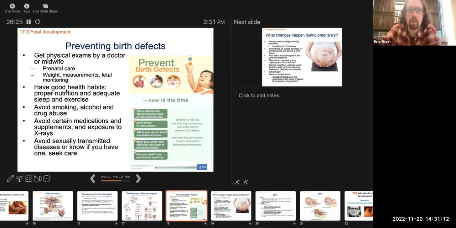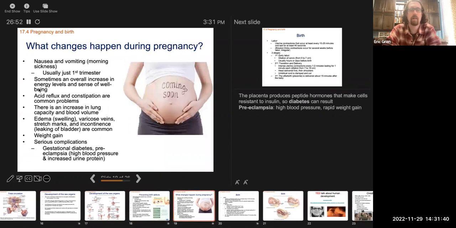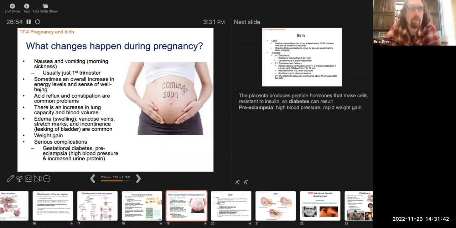There are also, along with, we mentioned proper nutrition, proper diet. A lot of times there are certain vitamins, things like folic acid and other vitamins that are super important, that the mother's getting in adequate amounts. So they have prenatal multivitamins that you can take. That's another important thing that you can do to make sure that the baby has all the critical nutrients that it needs to be able to develop appropriately.